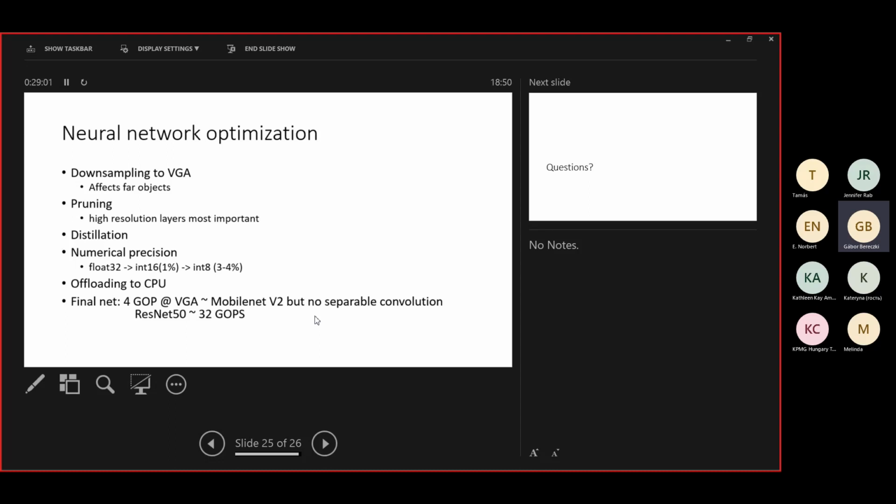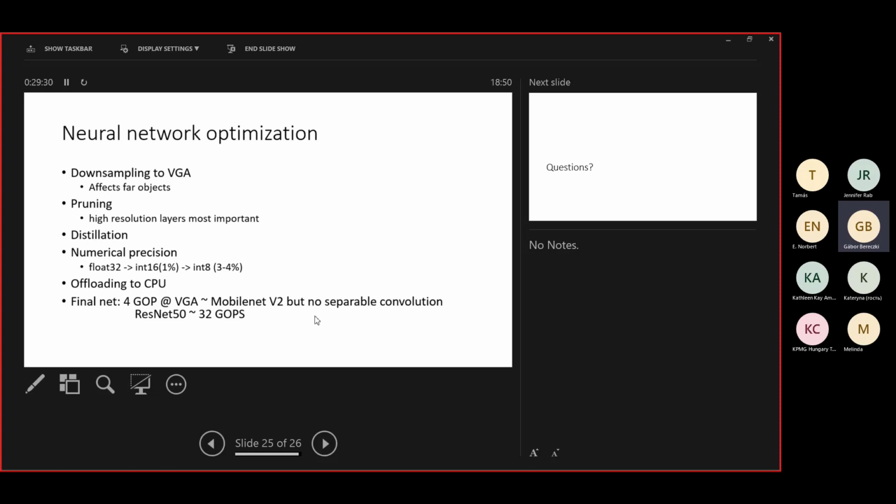So for this, we tried different things. Downsampling the 1 megapixel image to VGA was good. The only problem was that the faraway objects that are smaller in the image were not detected anymore. So we could not go down lower than the VGA resolution, where the image is a quarter of the megapixel image, half the side length.